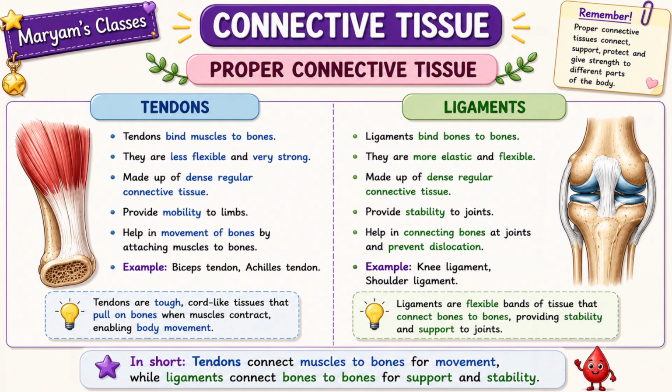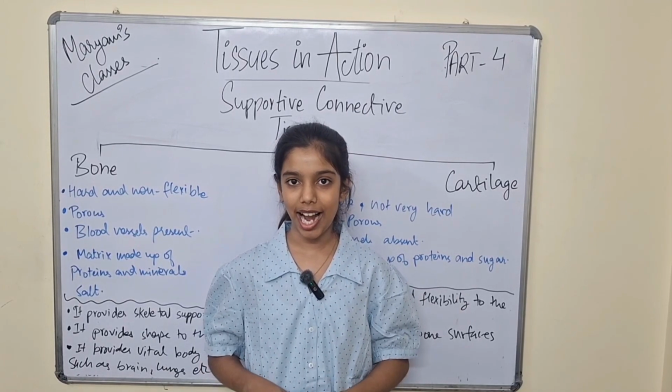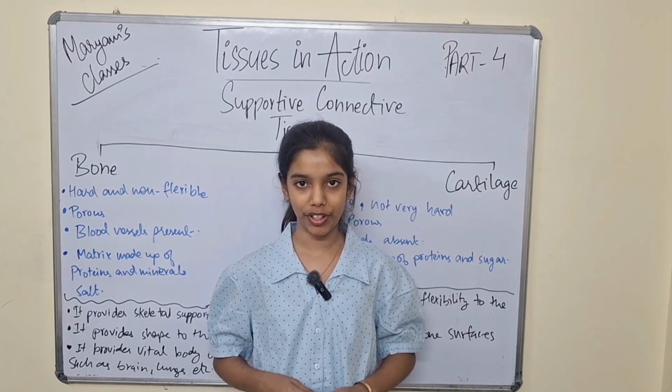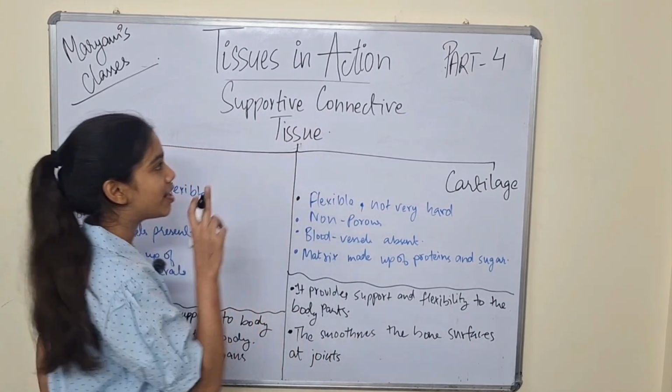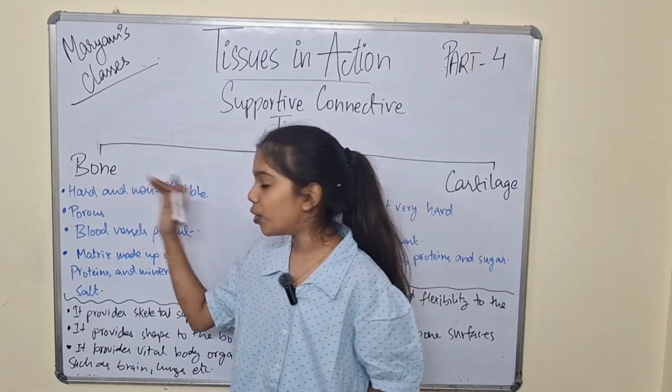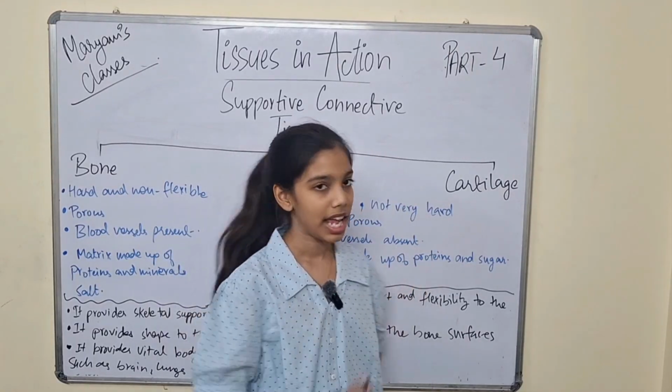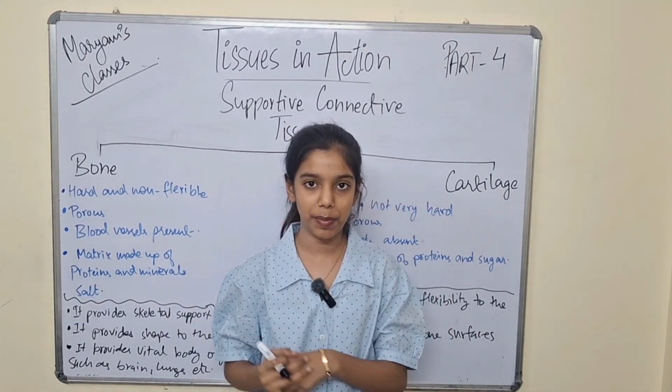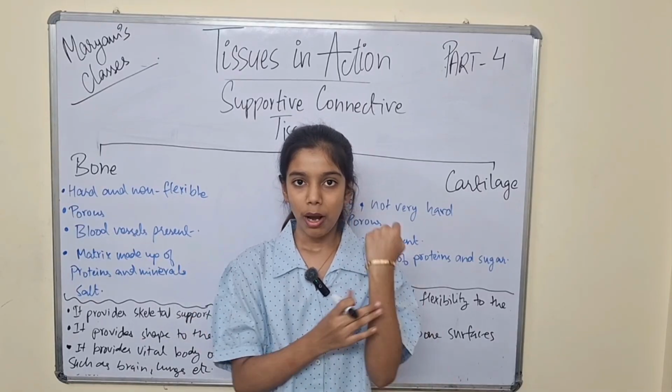These concepts are easy to remember, so revise them once before moving on. Now let's understand the types of supportive connective tissue. There are two types of supportive connective tissue. First is bone and second is cartilage. Actually, let me tell you the difference between bone and cartilage.